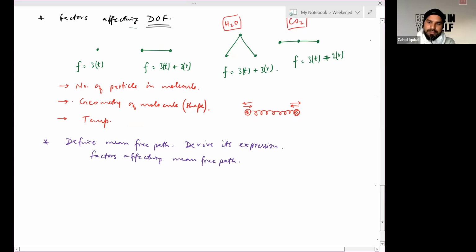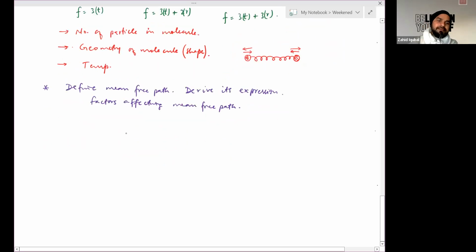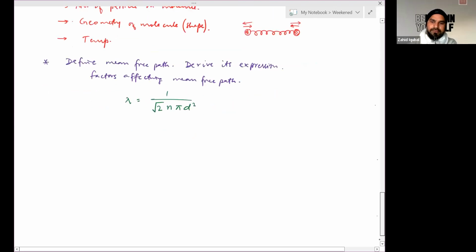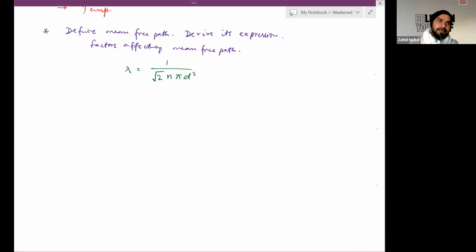According to the result of this particular mean free path, lambda equals 1 by root 2 n pi d square, where n is number density and d is diameter of gaseous particle. We may transform this formula in some other form as well.